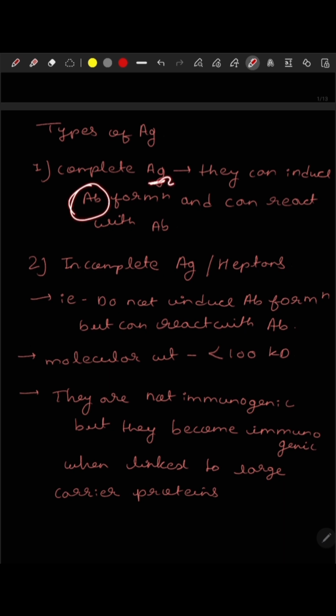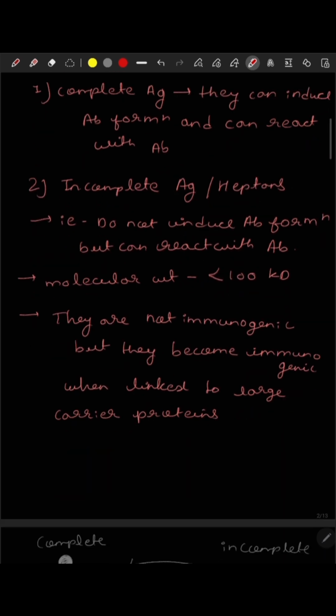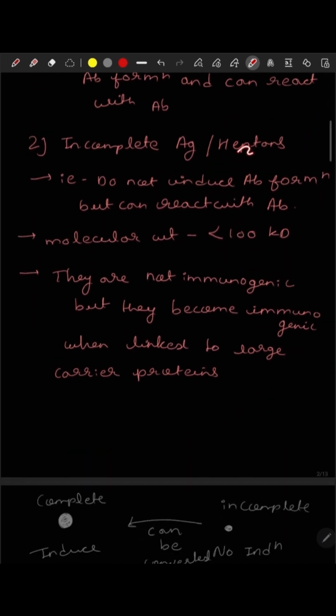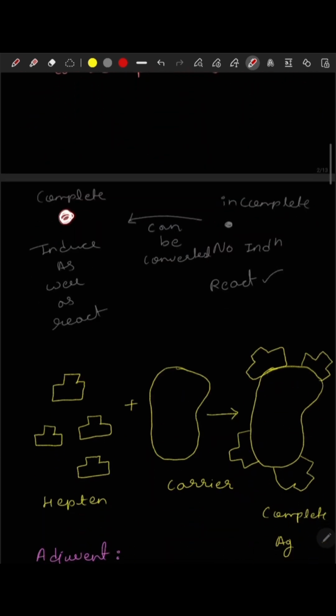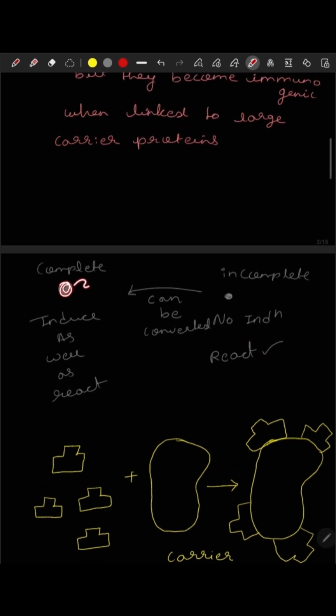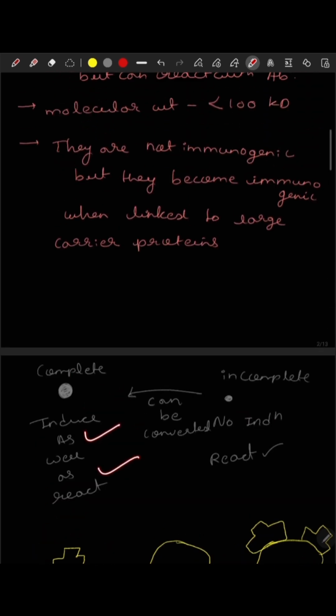This means these antigens can form antibody as well as react with antibody. This antibody formed can react with antigen. Means the complete antigen will react with the formed antibody. Incomplete antigens are also known as haptens, that is, they do not induce antibody formation as their size is small. Here you can see this is a complete antigen, its size is so large, and this is an incomplete antigen. So our body cannot process or recognize this antigen but it can react with the antibody. Here its size is larger, so it can induce as well as react.